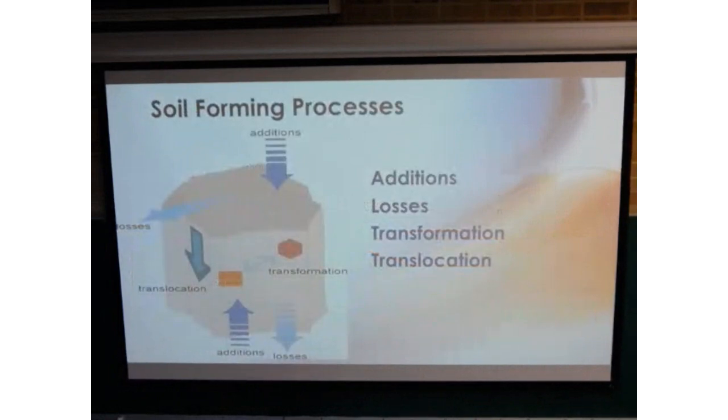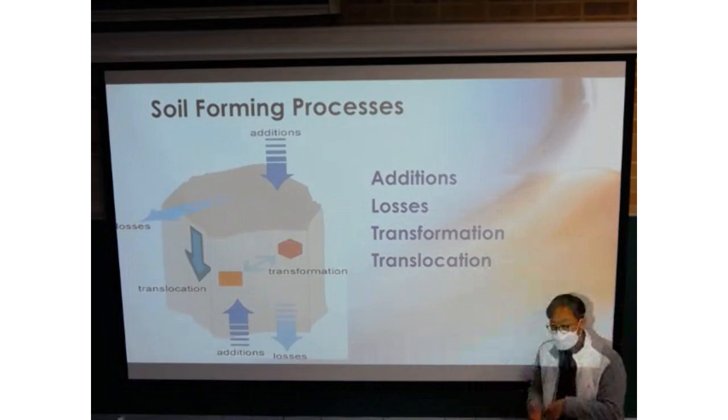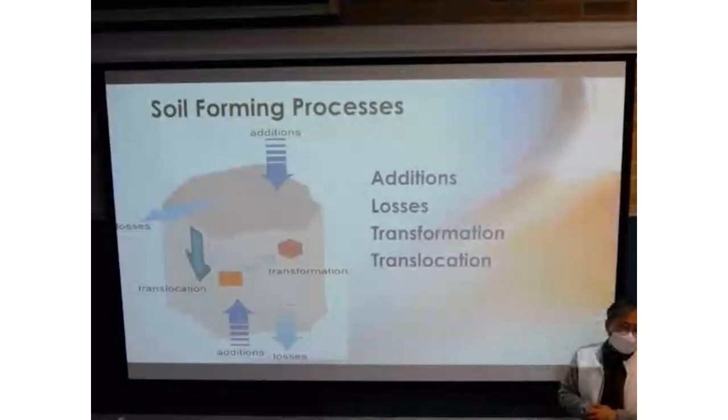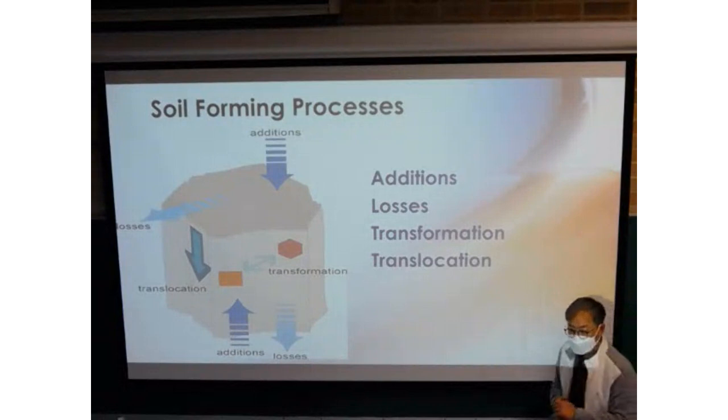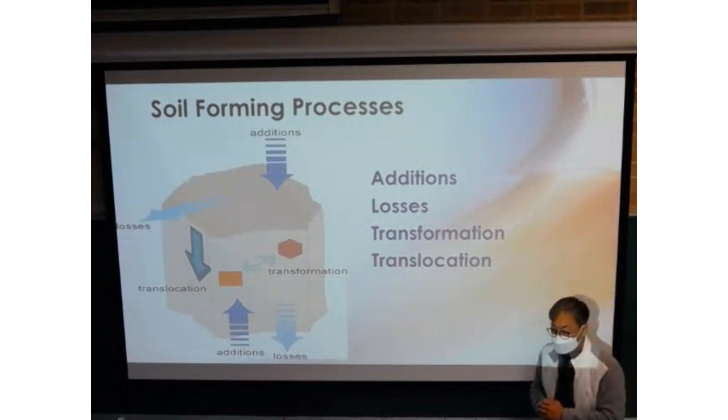So in the soil forming process, there are five soil forming factors in the previous slide. How about the soil forming process? Okay, process. There are four soil forming processes. Please keep in your mind, I strongly suggest you, there are five soil forming factors and four soil forming processes.